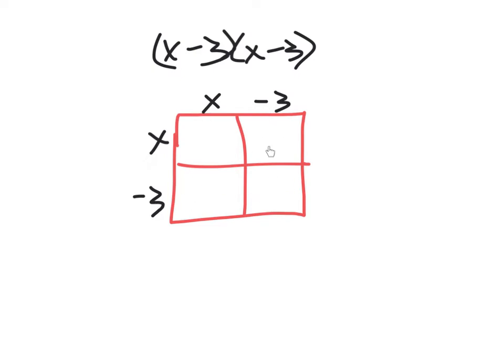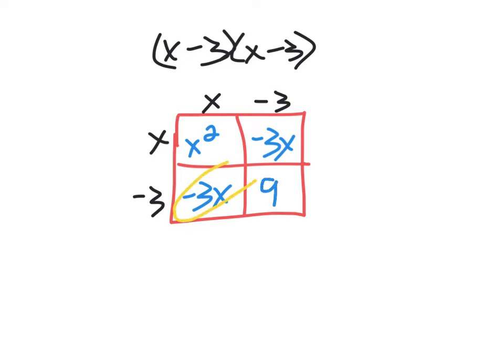Then we're going to combine like terms. This should be a review. We actually did this before Christmas, but x times x is x squared. X times negative 3 is negative 3x. And then again, negative 3 times x is negative 3x. And then the last one, negative 3 times negative 3 is positive 9.